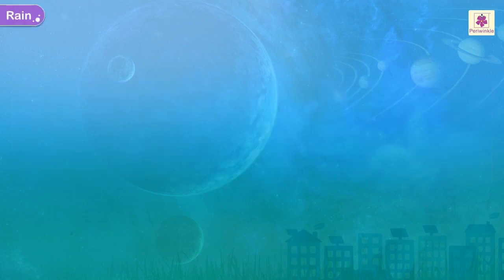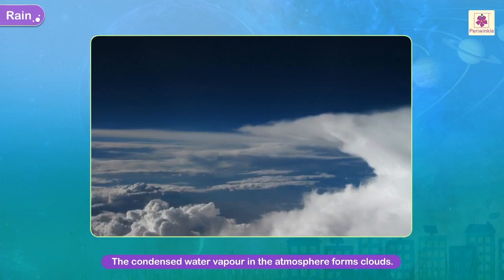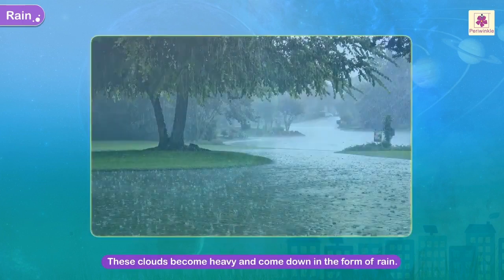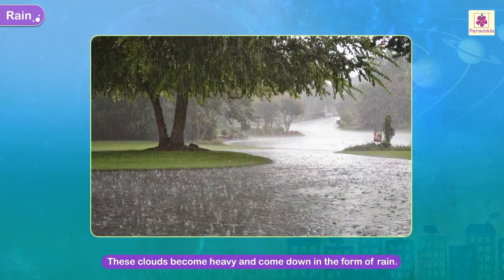Rain. The condensed water vapor in the atmosphere forms clouds. These clouds become heavy and come down to the earth in the form of rain.